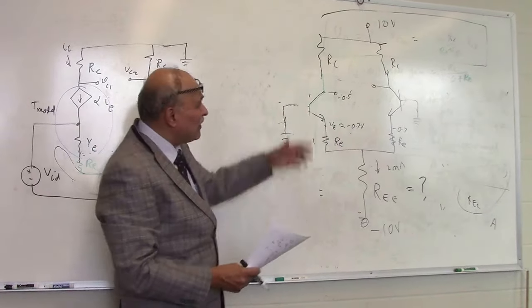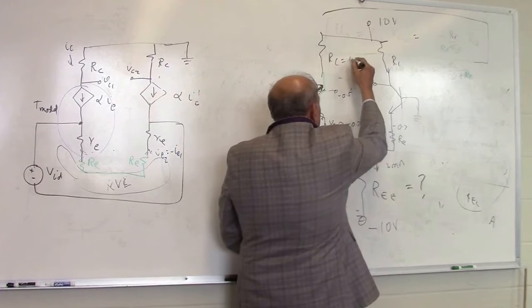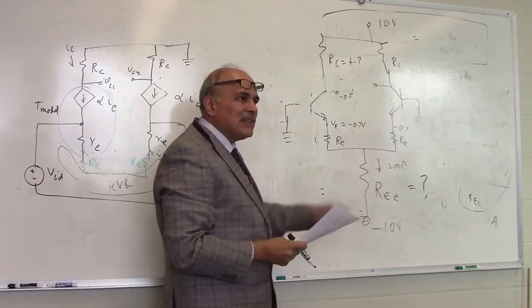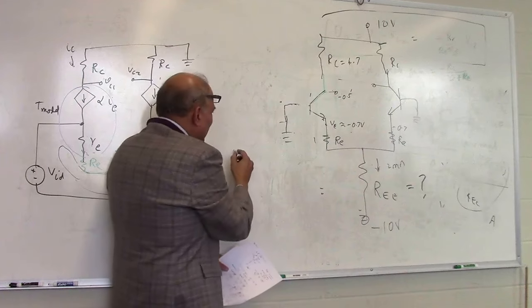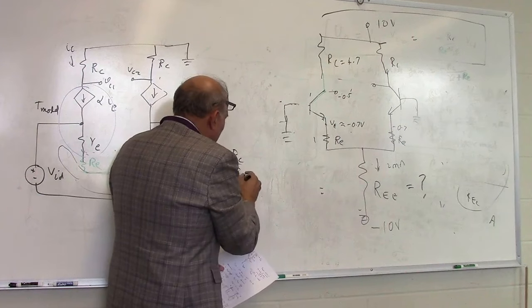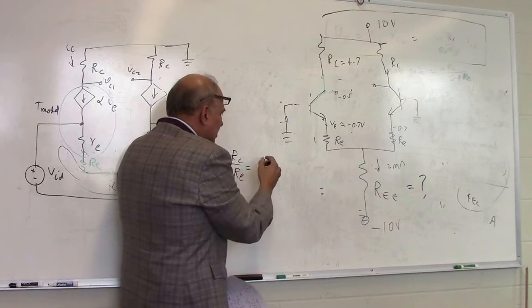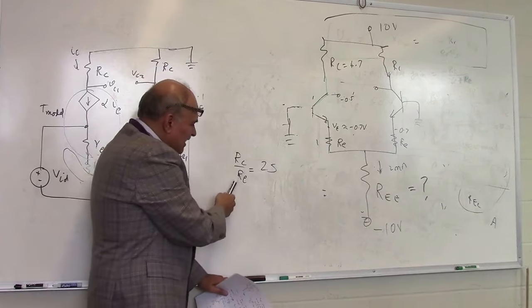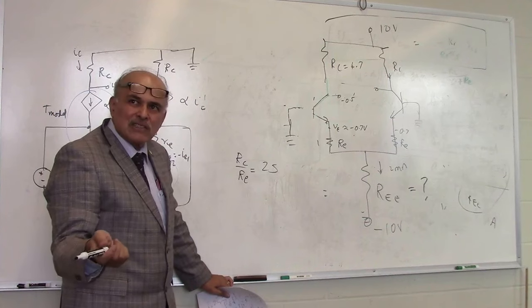And now, if I choose RC as say 4.7K, I'm even giving you the answer roughly. But let's say we choose it. And now we want RC over RE to be equal to how much? 25 or so, right? Again, you might want to choose a realistic value that you can get out of a box.